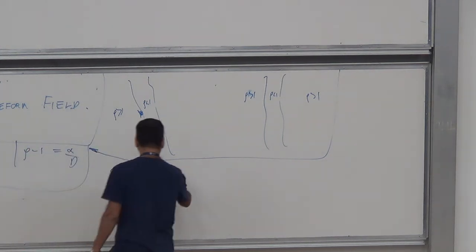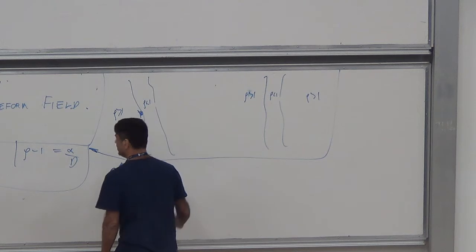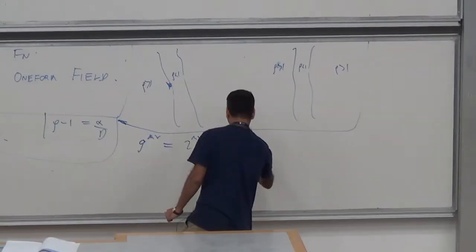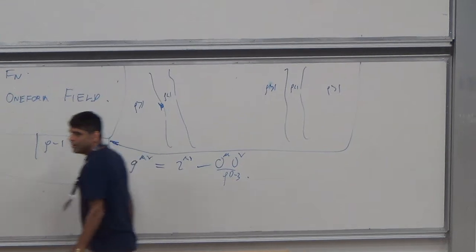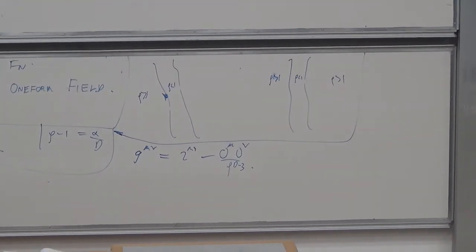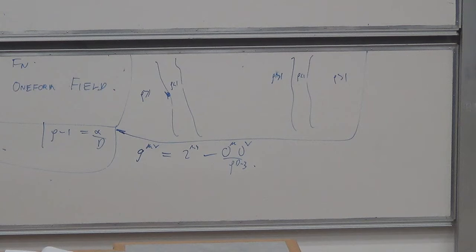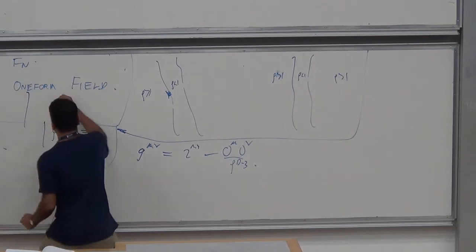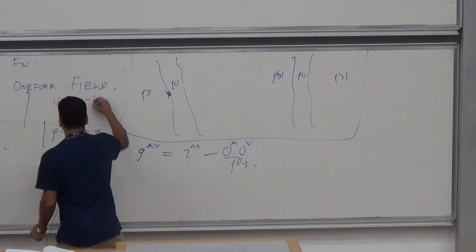The inverse of this metric is eta mu nu, the inverse of eta, minus O mu O nu by rho to the power d minus 1, where indices of O are raised and lowered with eta. Yes? You have another constraint then, that u dot u is minus 1? Yes, u dot u is minus 1. Yes, that's right. u is a velocity. That's fine.